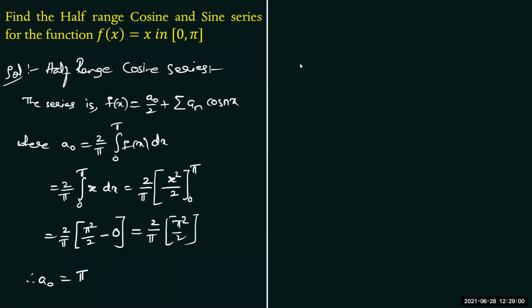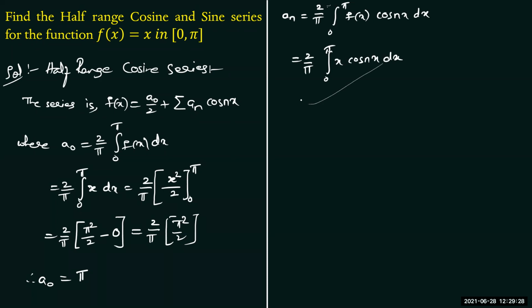Now let's just calculate a n. So a n can be calculated like this, you see. 2 by pi into integration from 0 to pi f x into cos nx. So it is equals to 2 by pi, and I'm just substituting f of x. You see, integration from 0 to pi, it is x into cos nx dx.